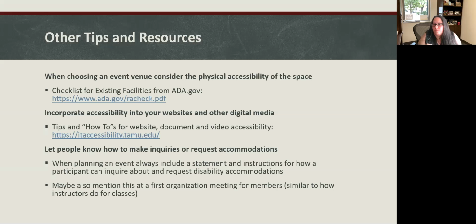So always make sure that for big events, conferences, and meetings, you have that statement. And then that idea of mentioning it maybe in the first meeting, so that people can make those requests or know who to make the requests to if they have a concern.